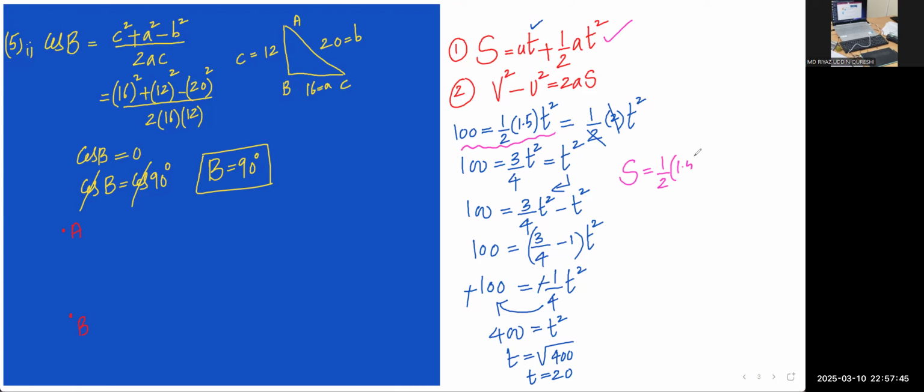1.5 into T square. T value, how much did we get? 20. 20 square. Now if you simplify, you should tell me the value of S. You only tell me what is S after calculating this one. You can do it manually also, but calculator is allowed. Why should we worry about it? It's allowed already.